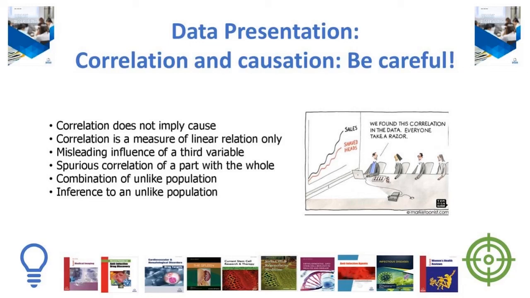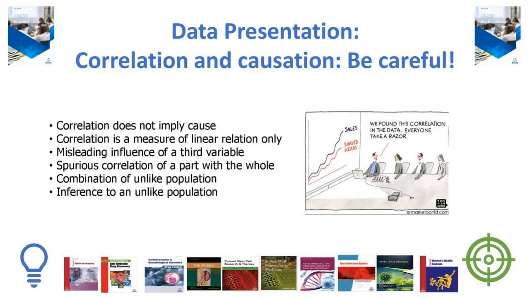And as we discussed before, the key point from this section of the presentation: correlation and causation are not necessarily the same. Be very careful. It's our responsibility as researchers not to present to our readers a causative relationship when one may not necessarily exist. Correlation does not imply cause. Correlation is a measure of linear relationship only. Misleading influence of a third variable is not taken into account. Spurious correlations of a part with the whole are not taken into account.